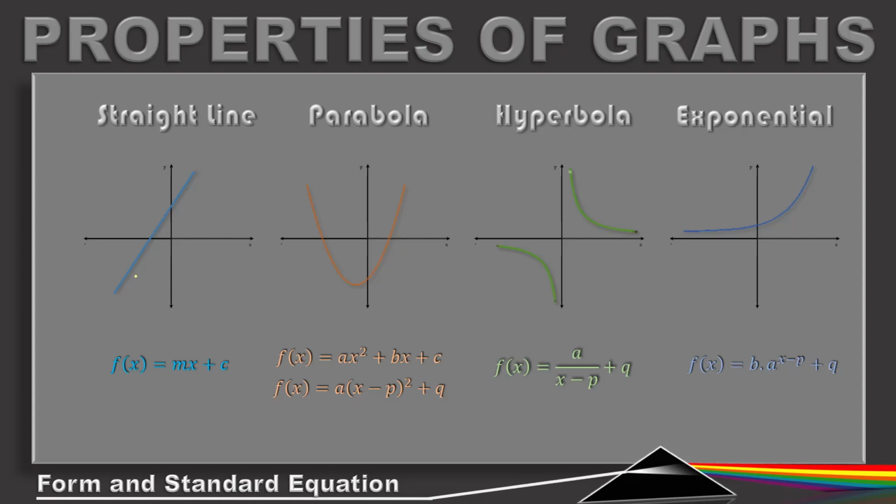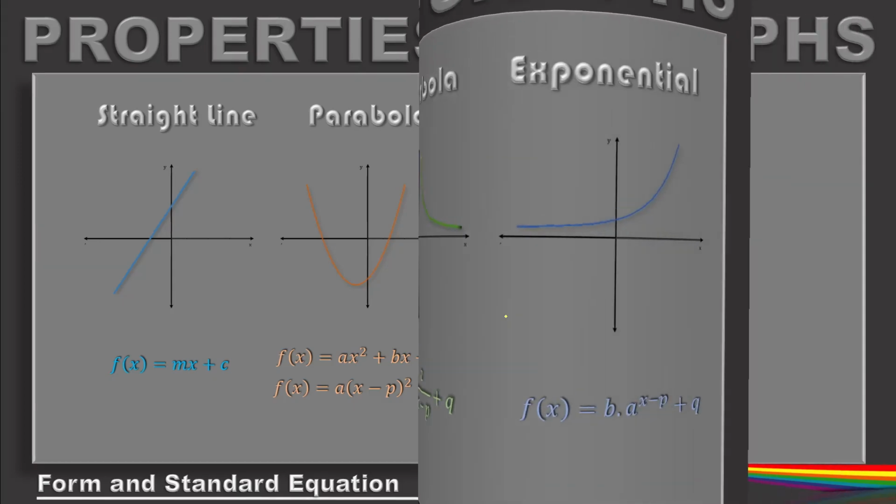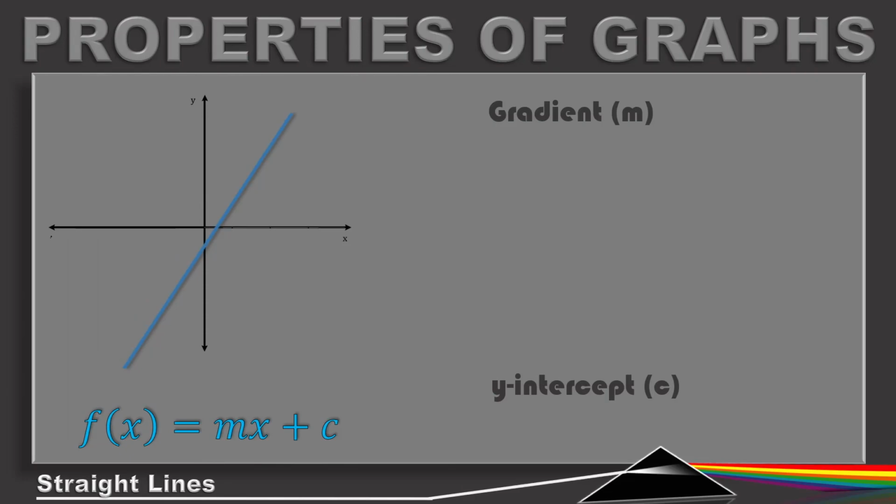Okay, so what we're going to do now is look at each of these individual functions and see what role the variables play. How does that change the function? And then also some basic important things regarding the functions. So obviously we're going to start with the straight line. So we have f(x) = mx + c.